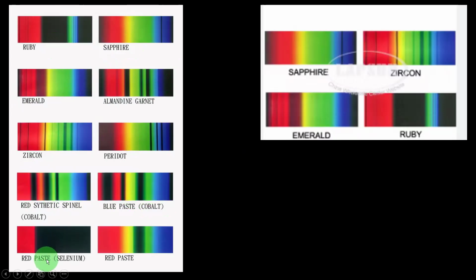So red paste, if we use red color paste, we have to use selenium. Element name is selenium. It is red paste. If we use it, this is the red paste absorption spectra. Now look at the sapphire here. Zircon, emerald, ruby. Try to understand.